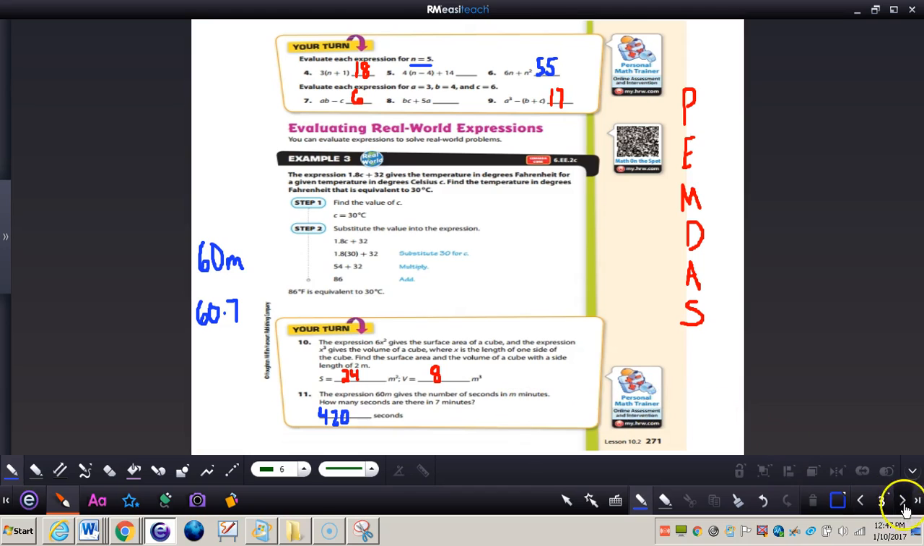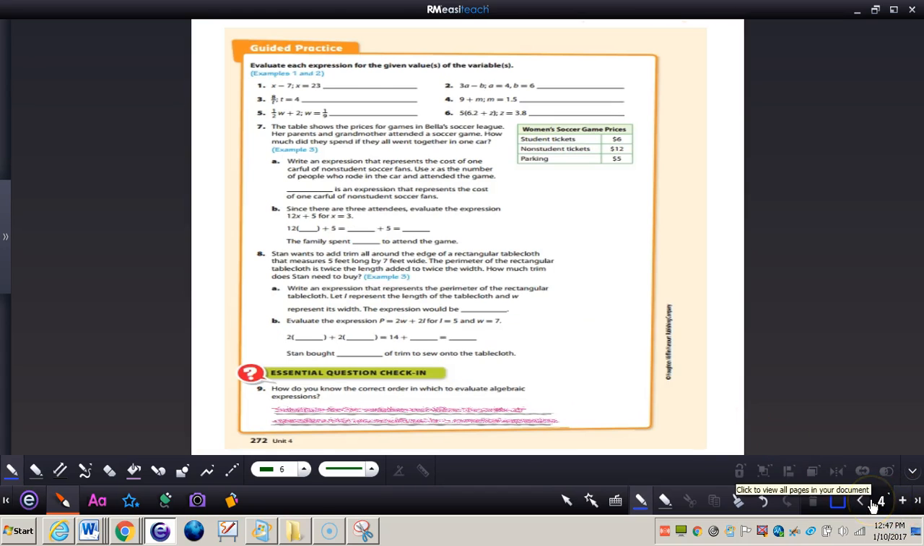So let's take a look at page 272. This is the guided practice. I would like you to work on number 1, and you can work on that now. So number 1, we have 16 for the answer. Now I would like you to jump down and work on number 6, and you can work on that now. So number 6 is 50 for the answer.